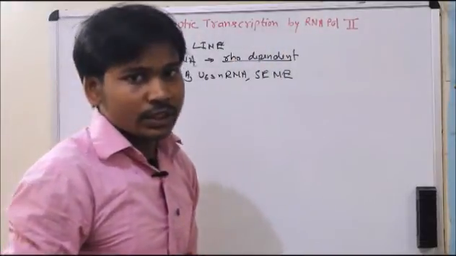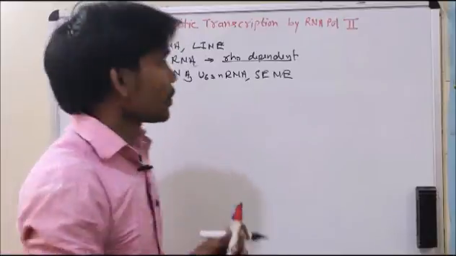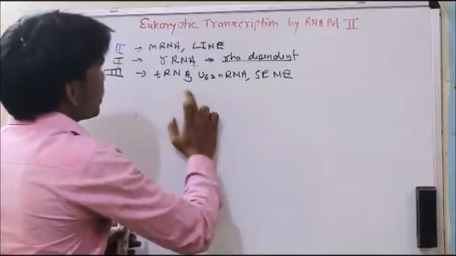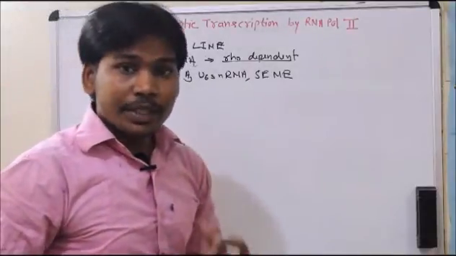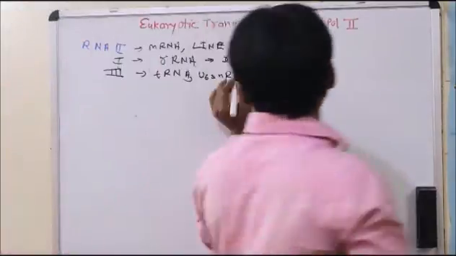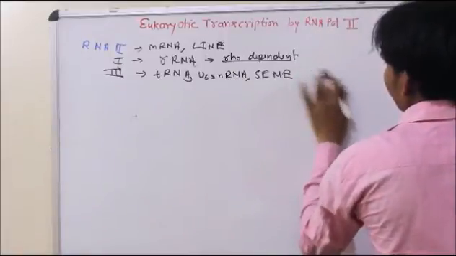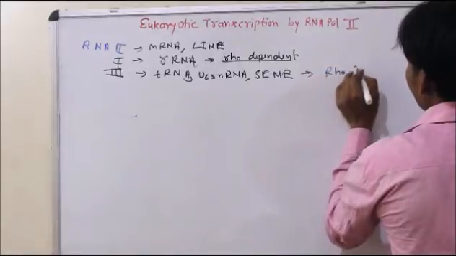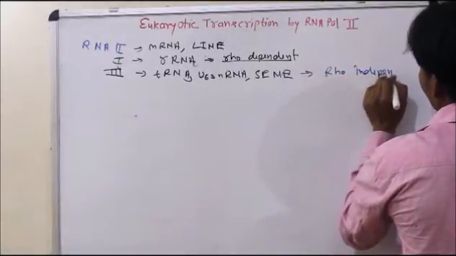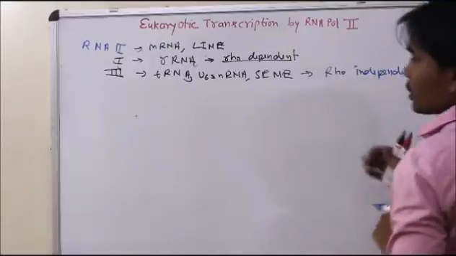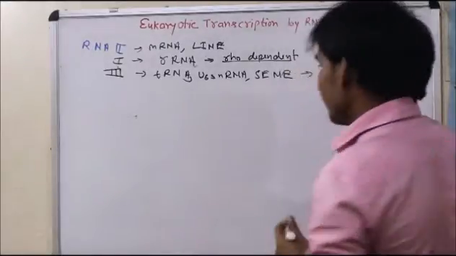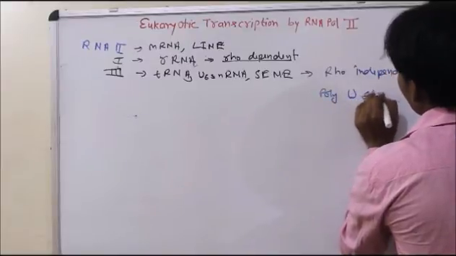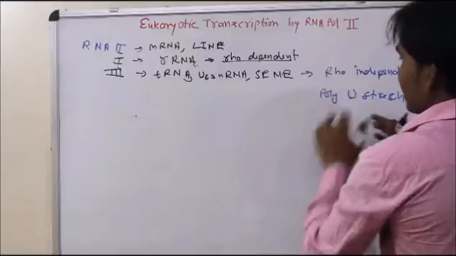In the next lecture I will describe bacterial transcription. So RNA polymerase I is Rho dependent, and RNA polymerase III involves a Rho-independent process. Why? Because there is a poly U stretch where the transcription terminates.